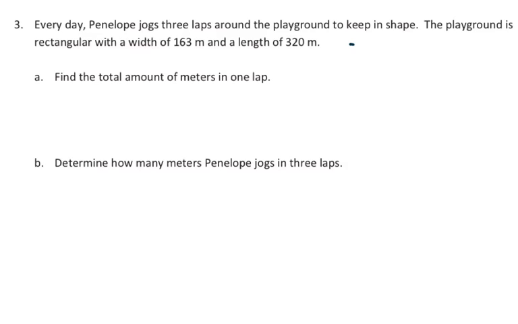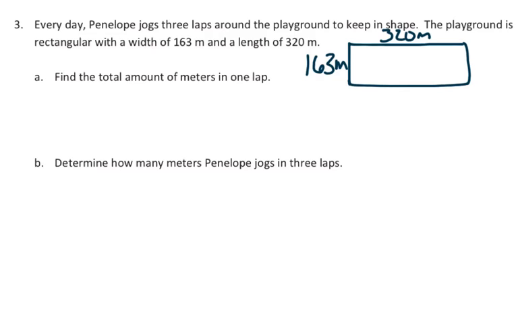Find the total amount of meters in one lap. If I'm finding the amount of meters in one lap, that means I'm going to be finding the perimeter. The formula for perimeter is P is equal to 2 times (length plus width). So we're going to add the length plus width, which is 320 plus 163. When I add those together, I have 483 meters. So the perimeter would be 483 times 2.